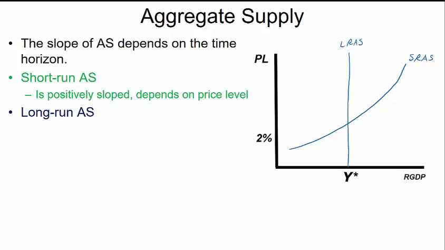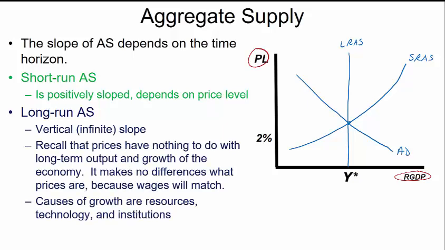So I've got them both labeled. And then of course we learned about the aggregate demand curve. I'm going to throw that in here. So that is what our graph looks like. As you can see, in the short run the aggregate supply curve is positively sloped, and what that means is there is a definite relationship between the price level and the quantity of aggregate supply that is produced. In the long run, however, notice that the slope is infinite. There is no relationship whatsoever between the price level and output.